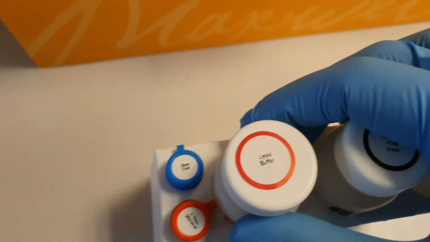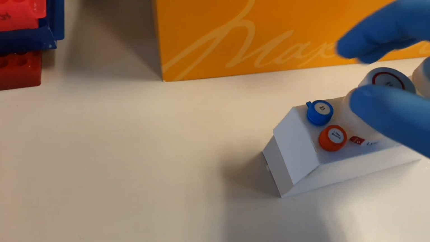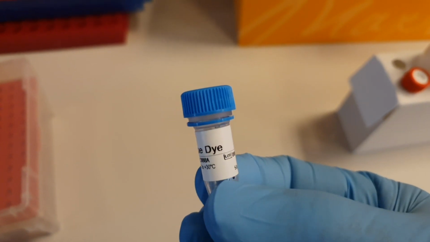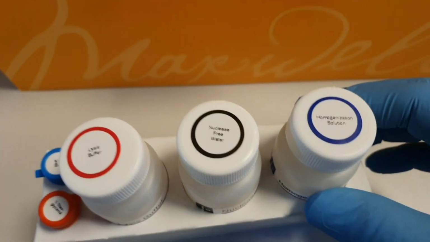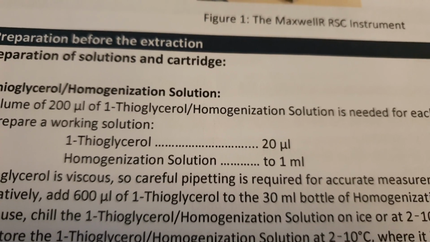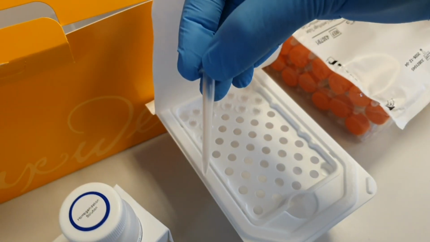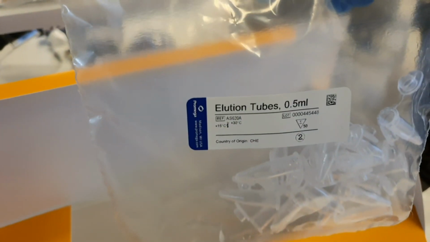Inside the kit you have nuclease-free water, the lysis buffer, and a small tube which is 1-thioglycerol. Then there's another tube which is blue dye, which you add to the DNase and homogenization solution. So we start by making a working solution: thioglycerol 20 microliter and homogenization solution to 1 ml. The other things in the kit include plungers, cartridges and the Elution tubes to collect the RNA.